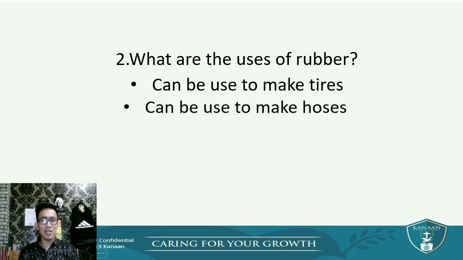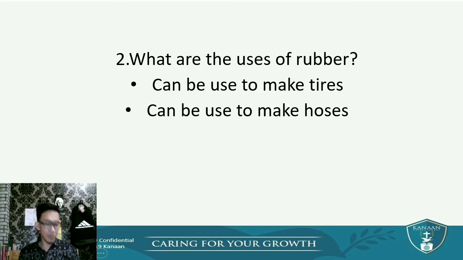How about making hoses, the ones that you call tubes? Yeah, right. And also elastic bands. I don't know if you have one at home.